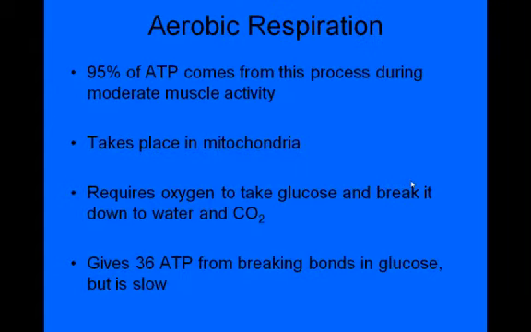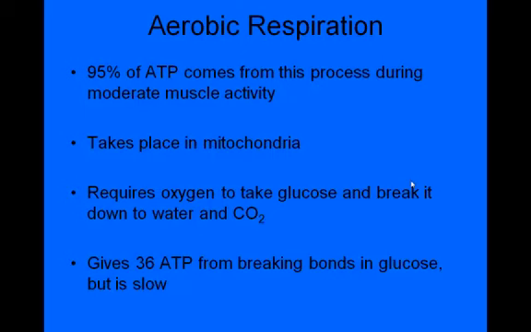The best way to make ATP is aerobic respiration. Aerobic means with oxygen. 95% of ATP comes from this process during moderate muscle activity. Now, this takes place in the mitochondria. Again, it does require oxygen to take glucose and break it down to water and carbon dioxide.